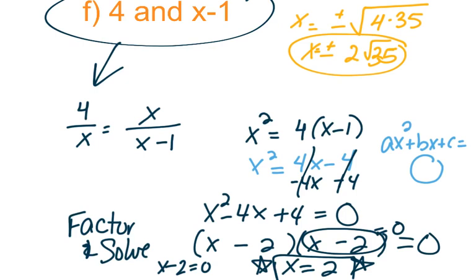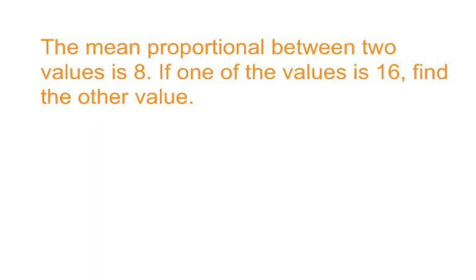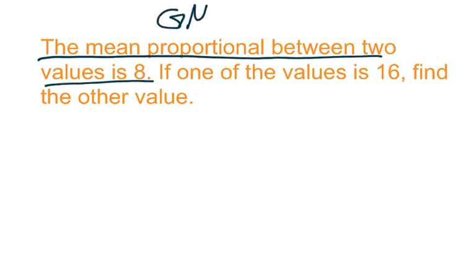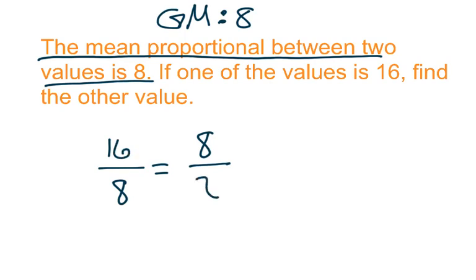All right, so one more problem. This question, the mean proportional between two values is 8. So they already gave you the geometric mean. They gave you the geometric mean as 8. So remember where the geometric mean is placed. It's placed in this spot and this spot. All right? If one of the values is 16, and we're supposed to find the other value.